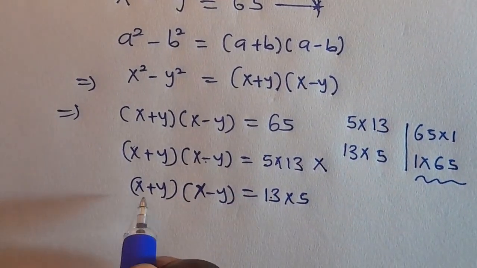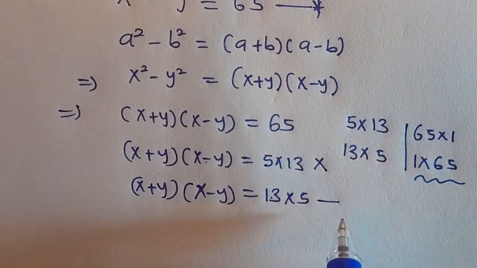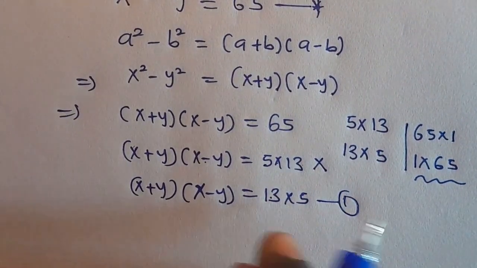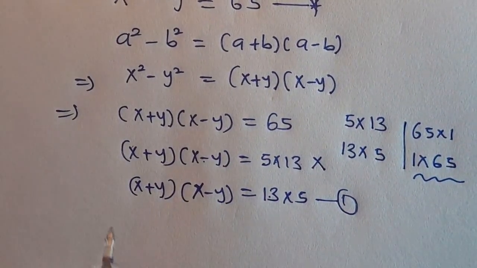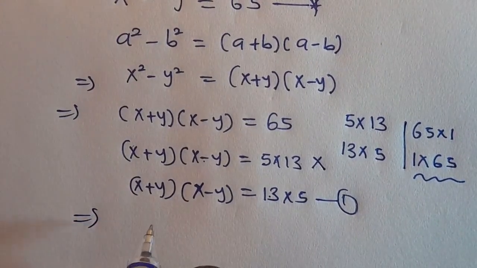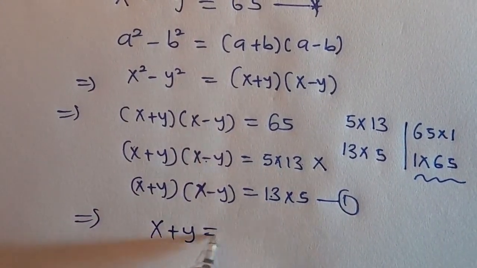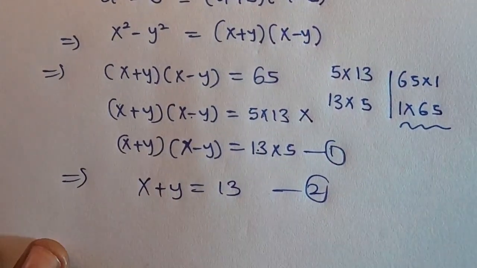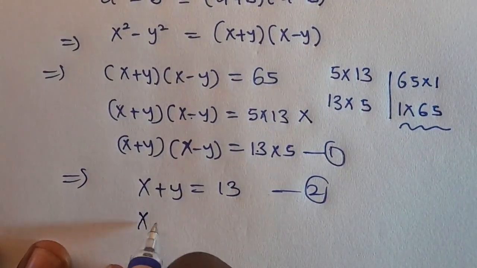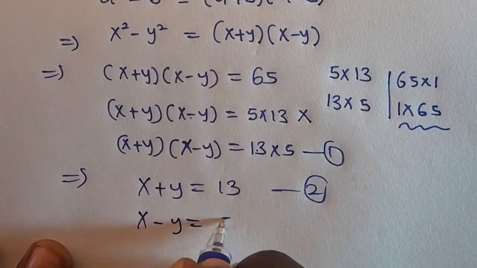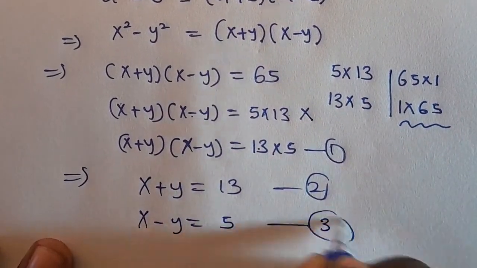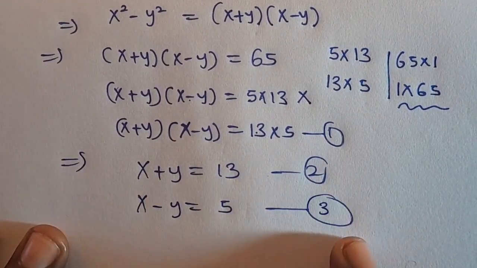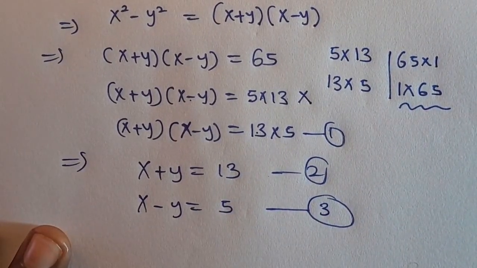That means this one satisfies the expression we are looking for. You can have this as equation 1. And from this equation 1, by equating, we have x plus y equals 13. Name this as equation 2. And x minus y equals 5. Name this as equation 3. Now, by considering equation 1, equation 2, and equation 3, let's solve them simultaneously.